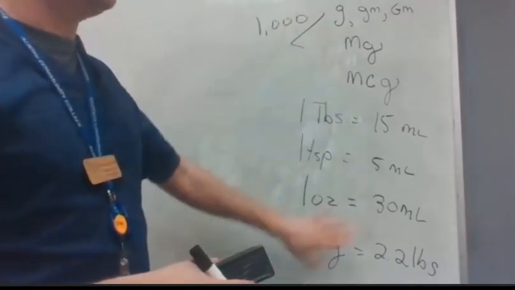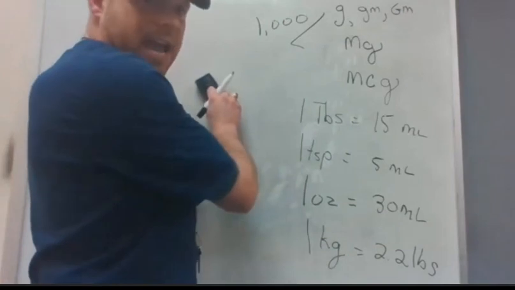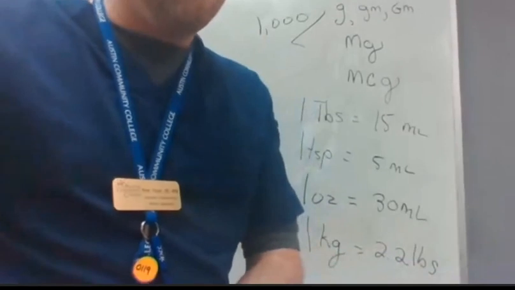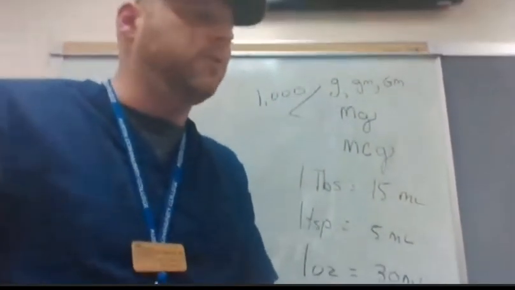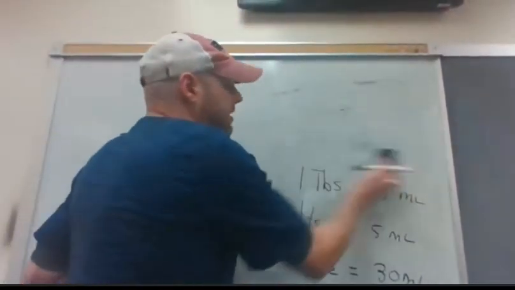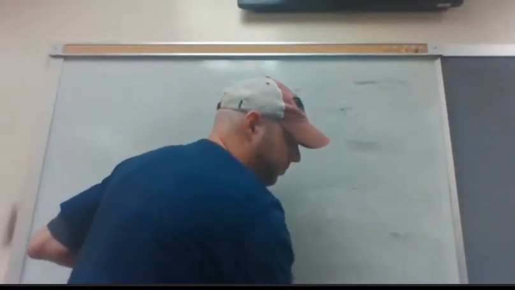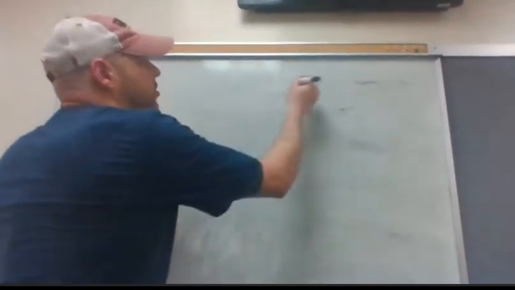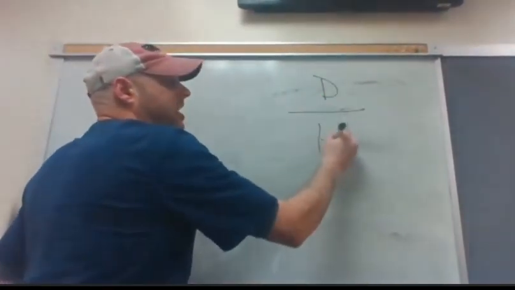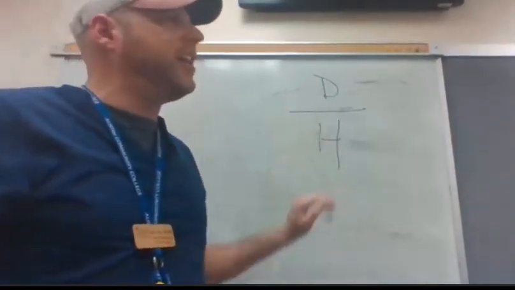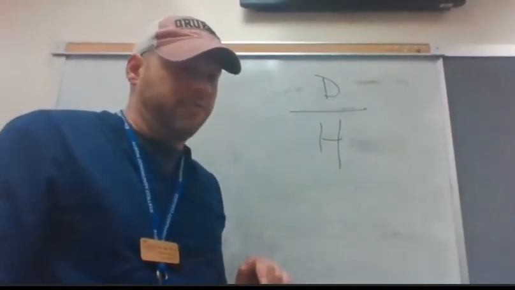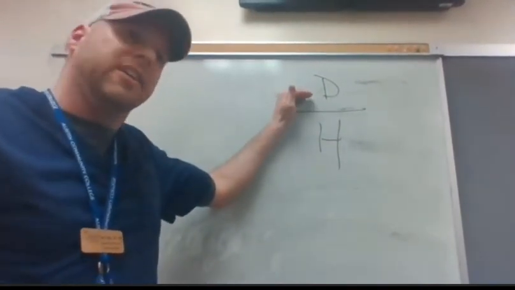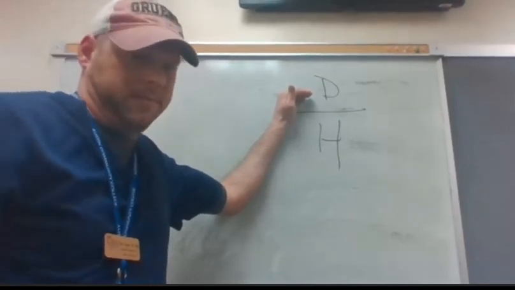All right, now that you have your conversions listed out, are you ready? Let's do some example problems. But before we do the example problems, we must be able to set up our problem. With our basic math problems, we already know your formula is always D over H, or desired over hand. I don't want you to remember that. I always want you to say D is for doctor, and the doctor is always on top.